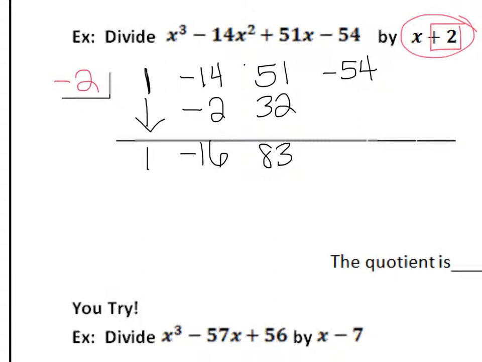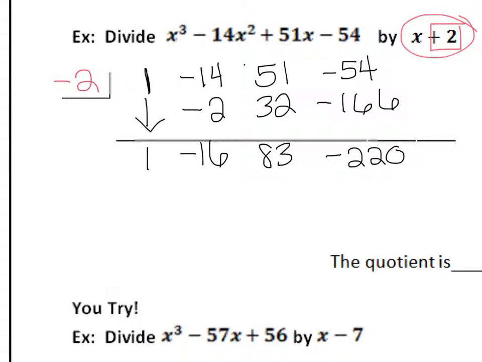And again, it's multiply, add, multiply, add. We just added, so now we go back to multiplying. 83 times negative 2 is a negative 166. We add for the last time because we're on the last column, and that gives me a negative 220. It is okay for that number to be a large number.